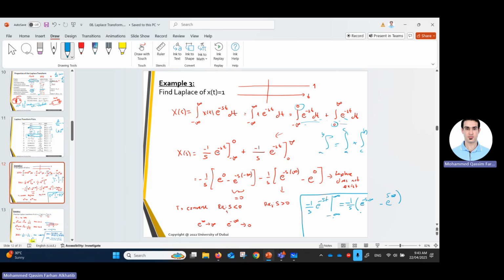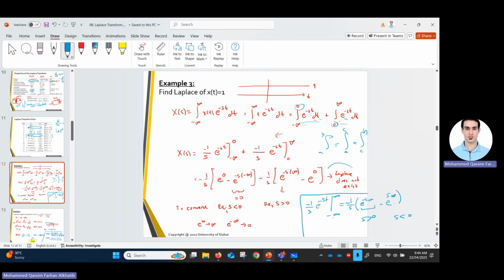All right. So here, what is the region of convergence of this one? s should be larger than 0. And in this case, s should be less than 0. Do the intersection, there is no intersection. So this transformation does not exist because there is no region of convergence. You cannot have a Laplace transform without a region of convergence.